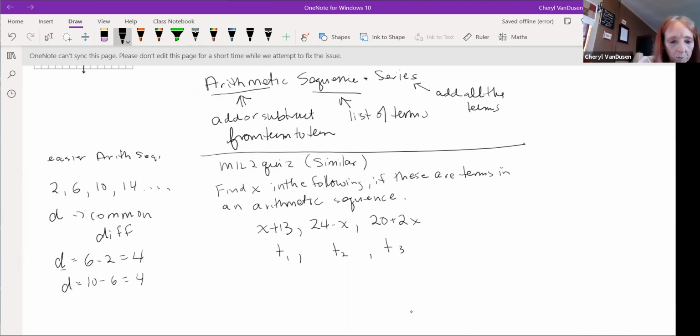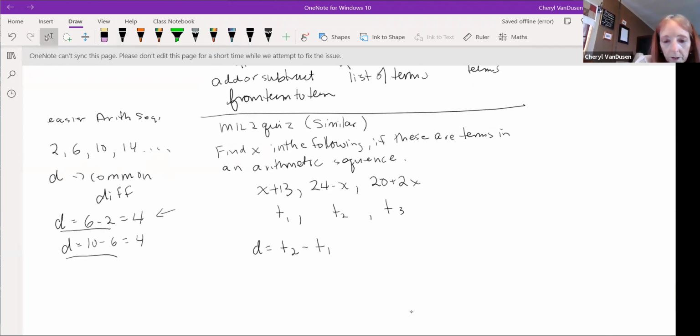Now, the important reason I show this is that if we don't know the actual values of the terms, but we know that we've got term 1, term 2, and term 3, we can find an expression for the difference by going term 2 take away term 1. That's exactly what this is showing for an easy arithmetic sequence. We also can find the value of D by going term 3 take away term 2, which is what this is showing. Now, that gives rise to a little formula.